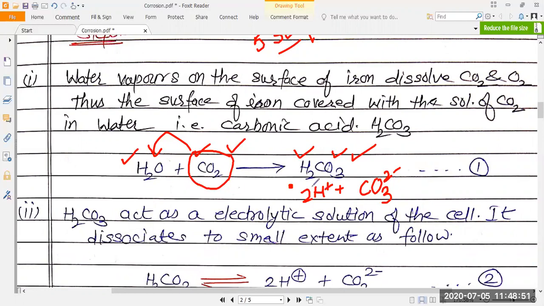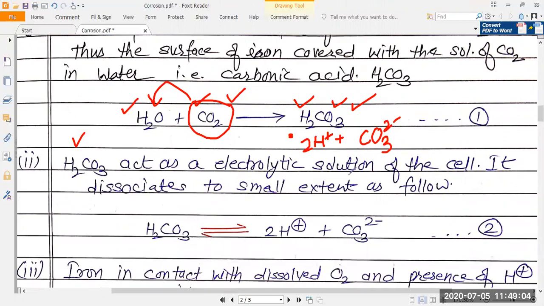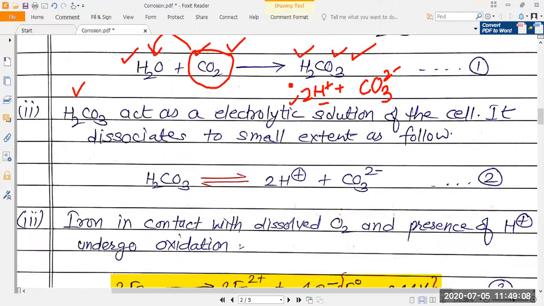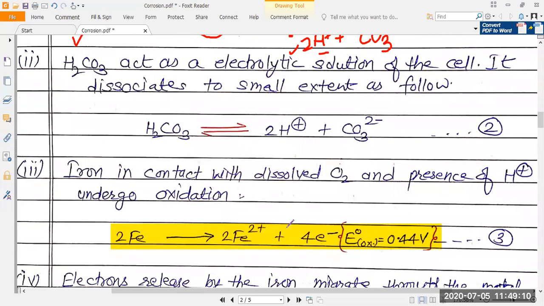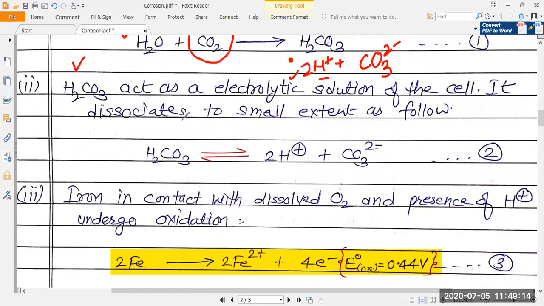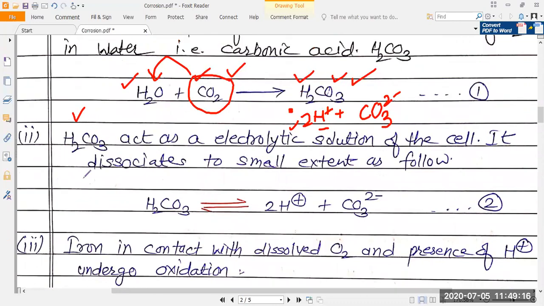So, in the formation of the electrochemical cell, the carbonic acid acts as an electrolytic solution. Means the carbonic acid dissociates to a small extent as follows. We have also explained here, by this manner, this dissociates. Next portion, this is the second step. We have to consider step 1 and step 2 only.